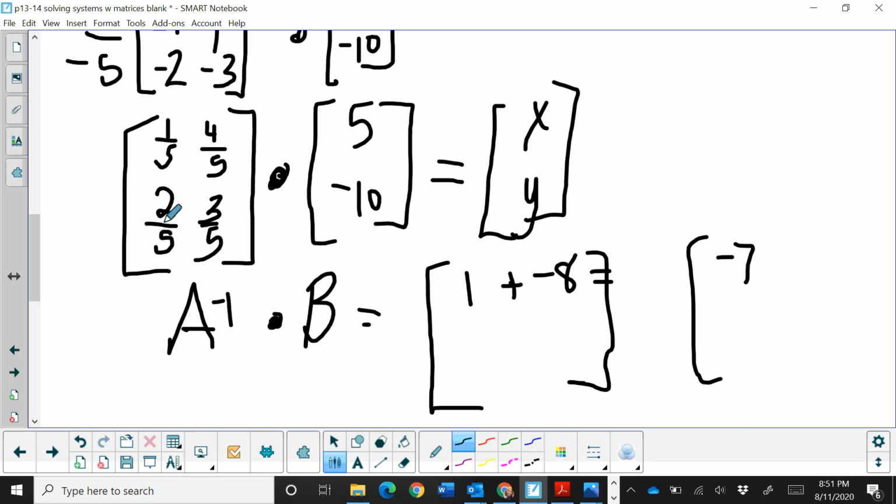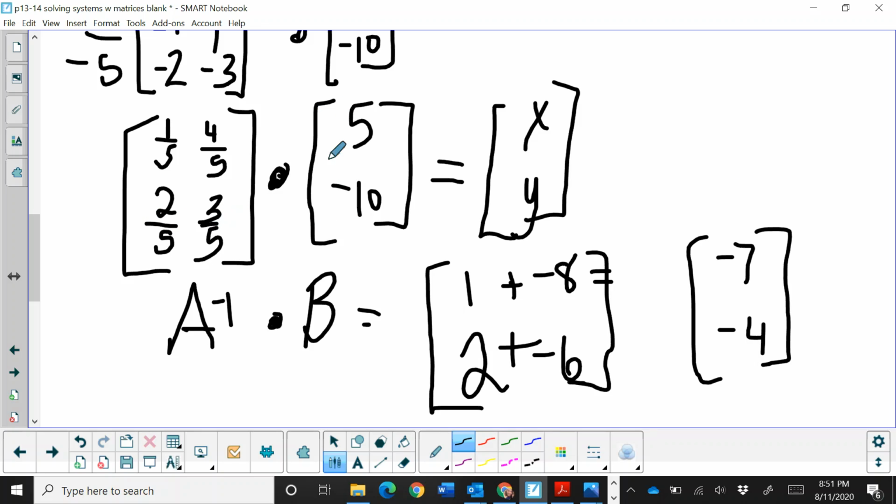And then we can do the same thing here. Second row, first column, 2/5 times 5, 2. 3/5 times negative 10, that's negative 30 over 5, which is negative 6. We're going to add those together. 2 plus negative 6, so negative 4. And there we go.